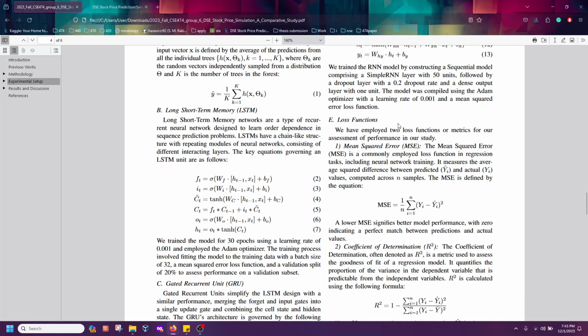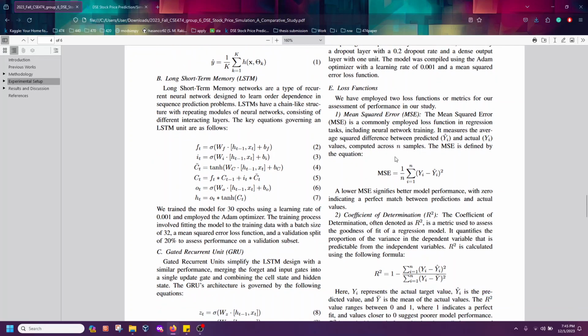In loss functions, we have not only employed the mean squared error, we have also employed one other metric, which is the coefficient of determination. The mean squared error is a commonly employed loss function in regression tasks, which is depicted in this equation. A lower MSE means better model performance.